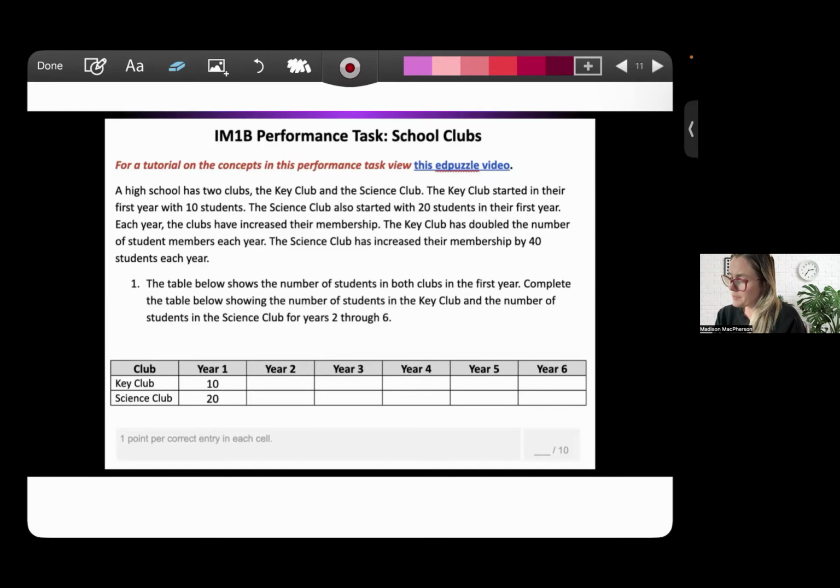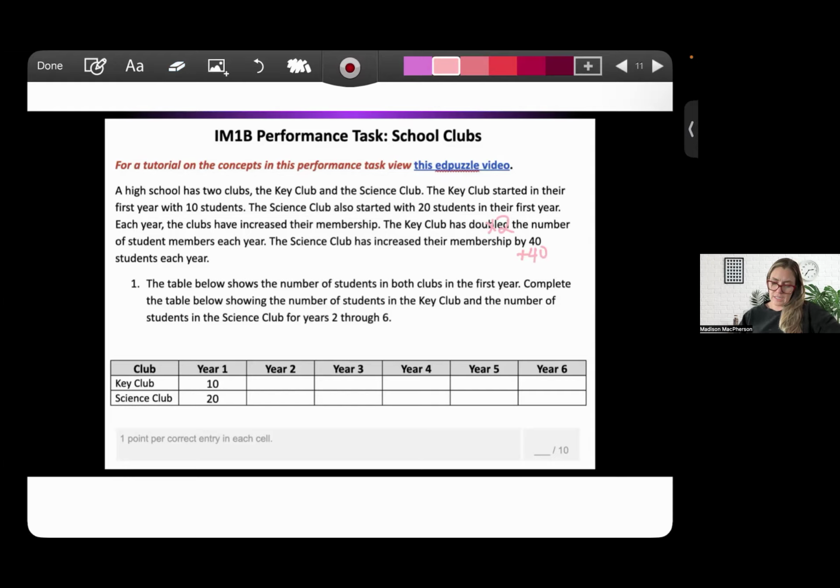High school has two clubs, the Key Club and the Science Club. The Key Club started in their first year with 10 students. The Science Club also started with 20 students in their first year. Each year, the clubs have increased their membership. The Key Club has doubled the number of students. So doubled means times two each year. The Science Club has increased their membership by 40 students, so plus 40. The table shows the number of students in both clubs in the first year. Complete the table showing the number of students in the Key Club and the number of students in the Science Club for years 2 through 6.